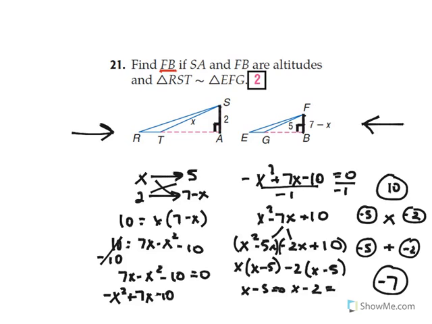Set them both equal to 0. X equals 5, x equals 2. I'm going to plug these back into the equation, and we find that when I plug 5 in, I get 2 over here, 2 over here, 5 over here, 5 over here. They're congruent triangles. 5 does not work. Let's try with 2.